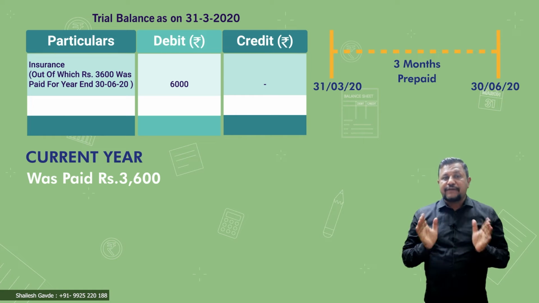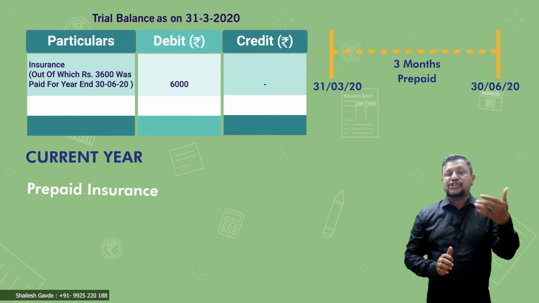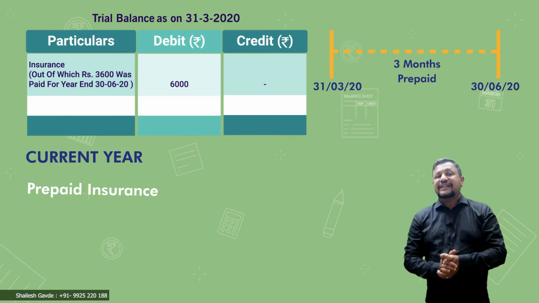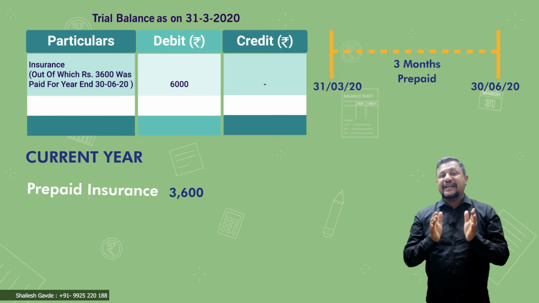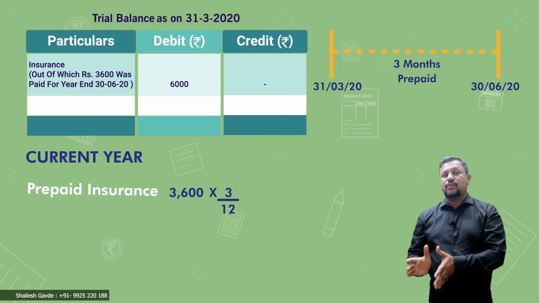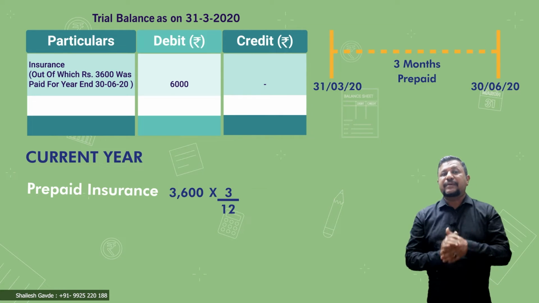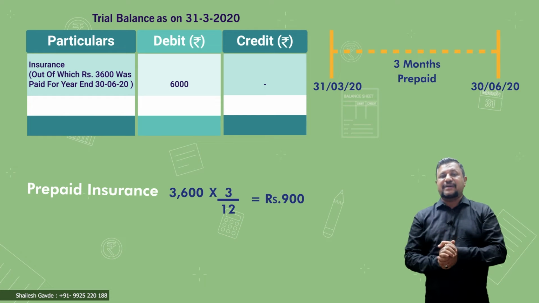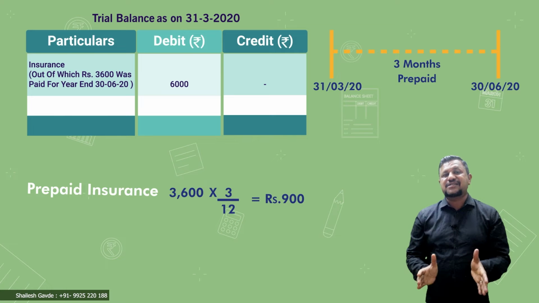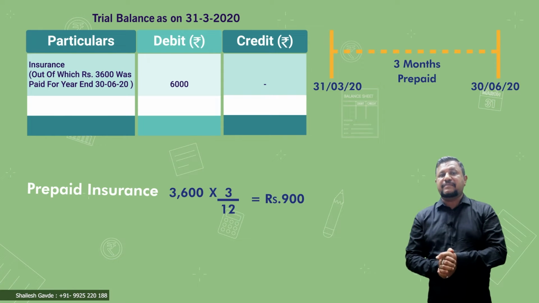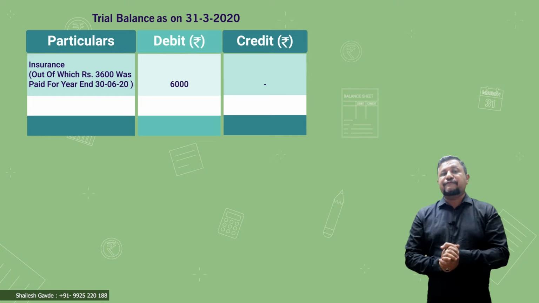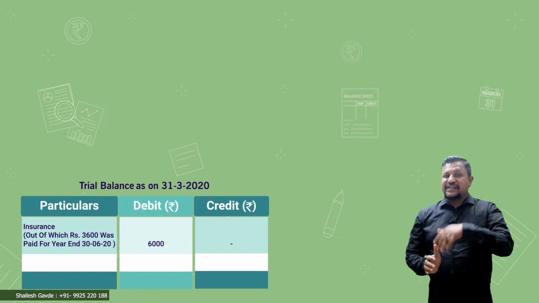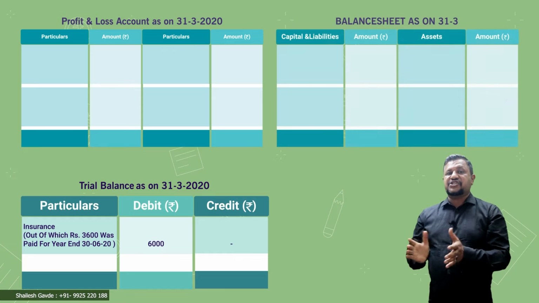3,600. So if we calculate the prepaid insurance premium amount, that is 3,600 into 3 by 12. The amount of prepaid insurance will be 900 rupees. So this adjustment becomes the adjustment of prepaid insurance premium rupees 900. Now, if we see the effects of this adjustment, we'll take profit and loss account and balance sheet.